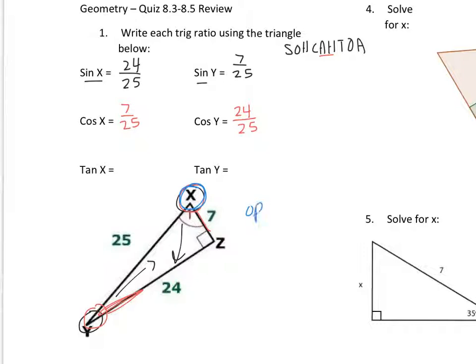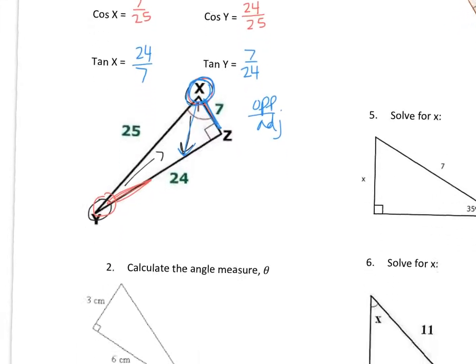Tangent is opposite over adjacent. So opposite of x is 24, and then adjacent to x is 7, because you don't want to include the hypotenuse. Tangent of y is opposite is 7, and adjacent is 24. So make sure you can write trig ratios and then reduce.